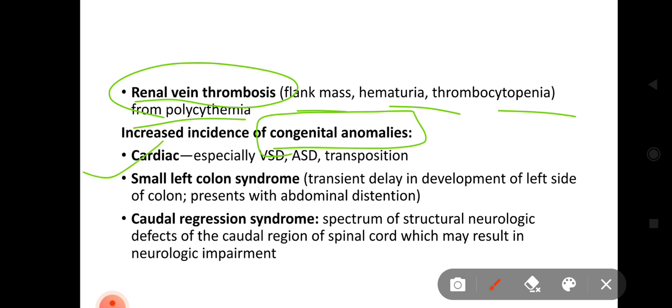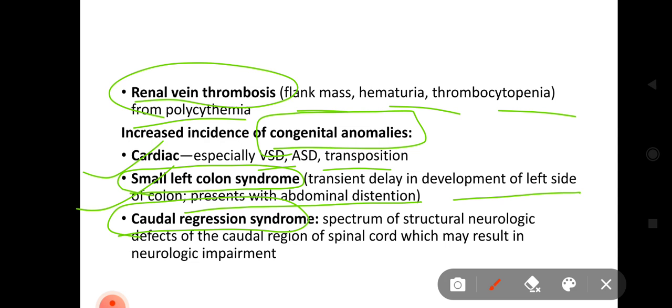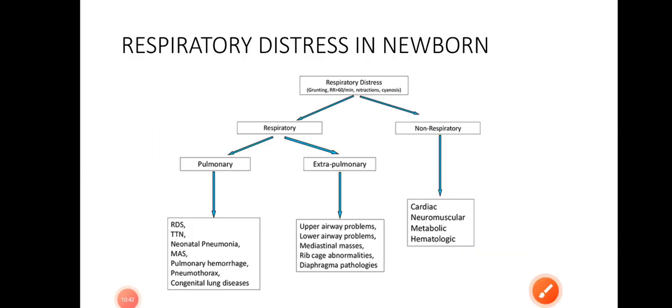In cardiac, especially VSD, ASD, and transposition. Small left colon syndrome is a transient delay in development of the left side of the colon, presenting with abdominal distension, so small left colon syndrome is seen in IDM babies. Caudal regression syndrome is a spectrum of structural neurological defects of the caudal region of the spinal cord, which may result in neurological impairment. So caudal regression syndrome is seen in infant of diabetic mother.